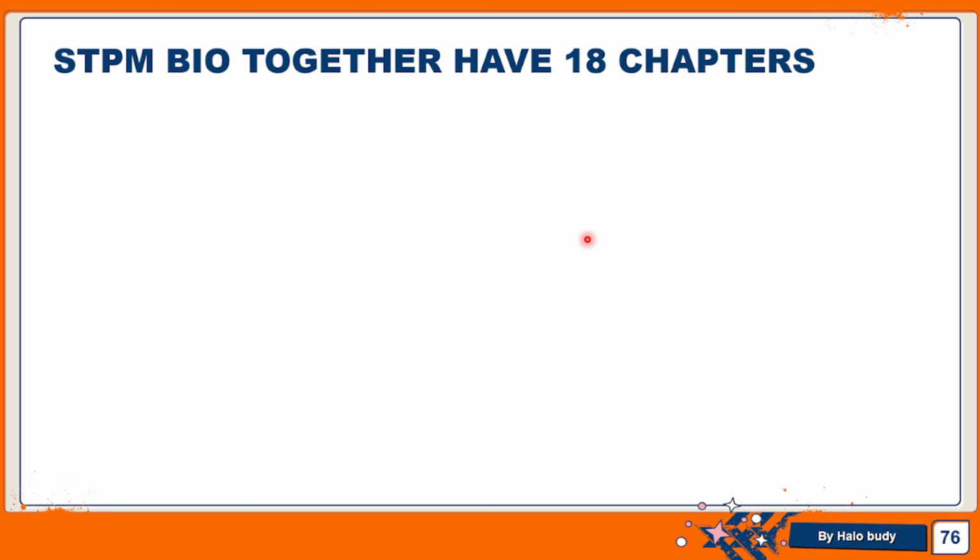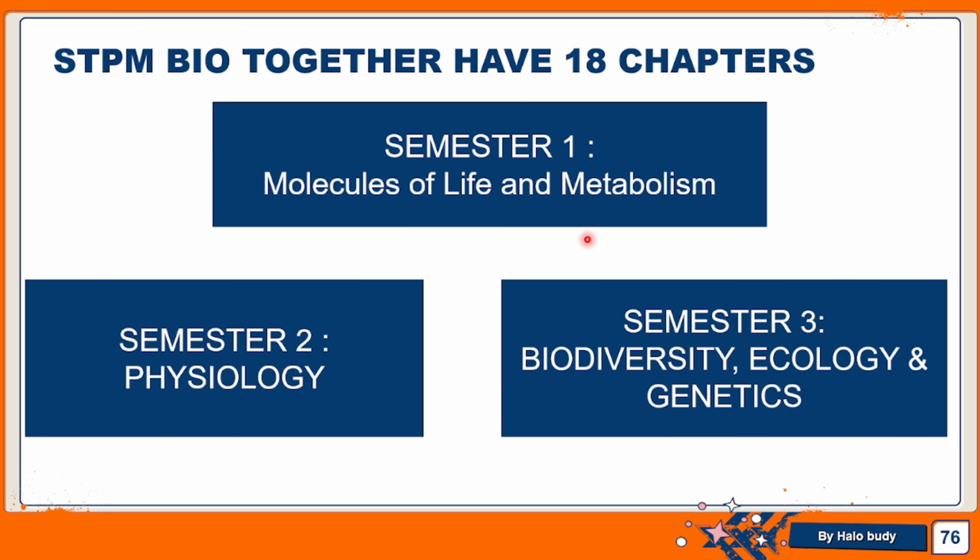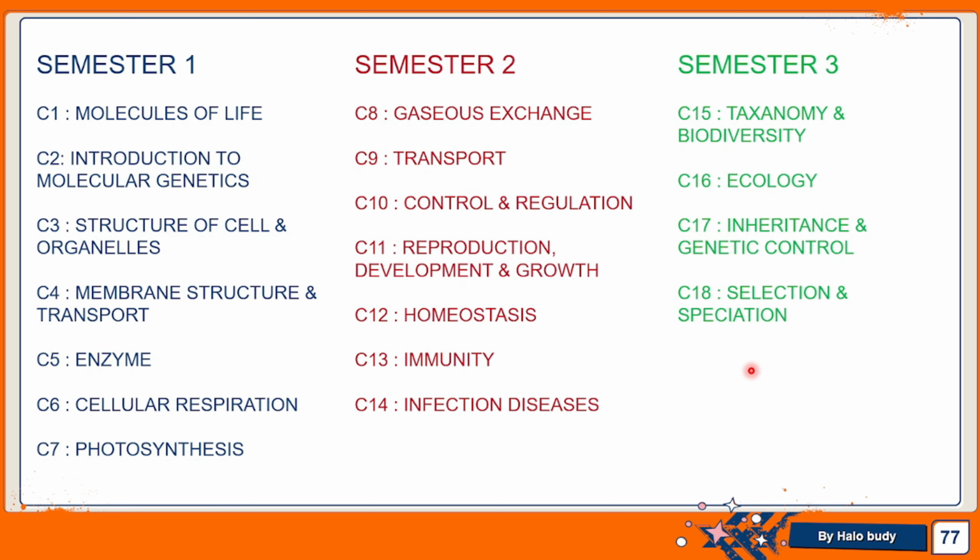So this is just a recap about STPM Biology. It has 18 chapters. In this video, I will explain about Semester 3, with the theme Biodiversity, Ecology and Genetics. Compared to Sem 1 and Sem 2, Sem 3 has two main themes, the ecology theme and also the genetics theme. Okay, so this is just a recap.